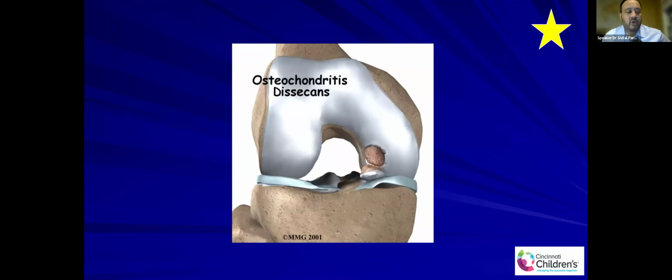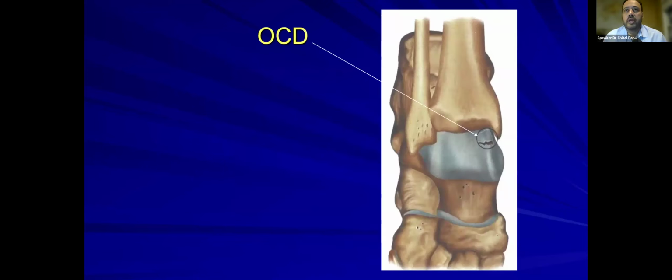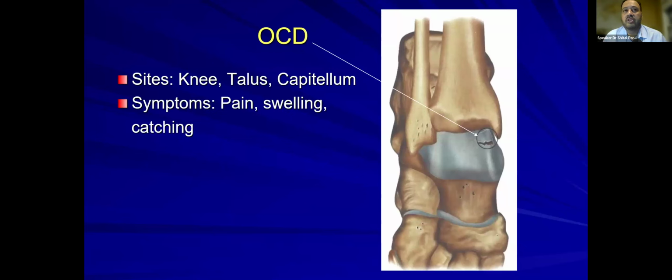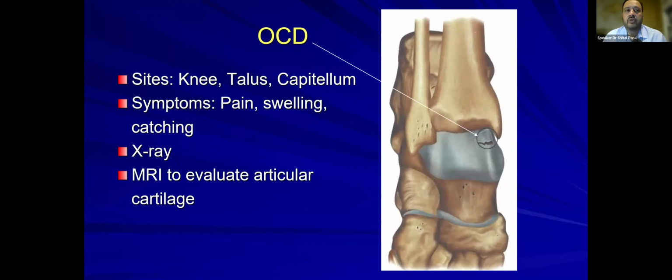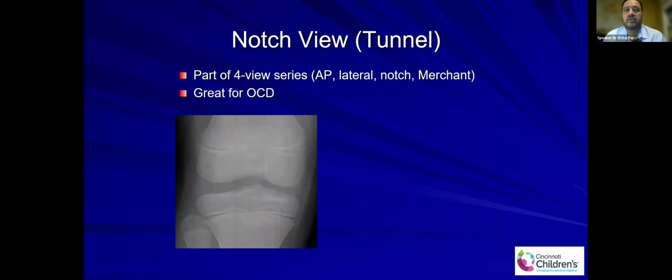The last is OCD, or osteochondritis dissecans. Now, this is a cavity in the bone, and for this one, you do need to refer these patients to ortho. They can have a cavity in the talus. They can have it in the knee, in the capitulum. The symptoms are pain, swelling, or catching. Typically seen on X-rays, but we do get an MRI to evaluate the articular surface.